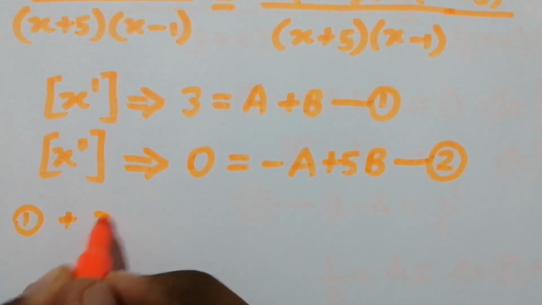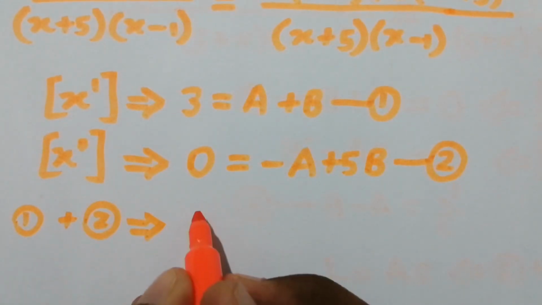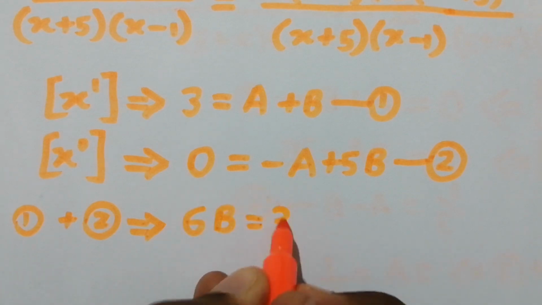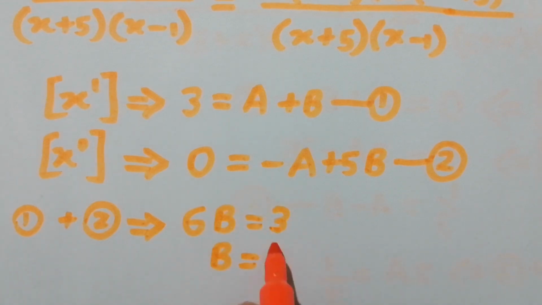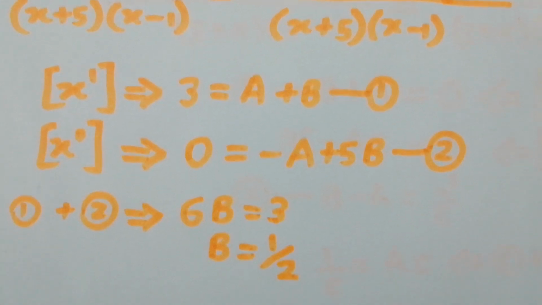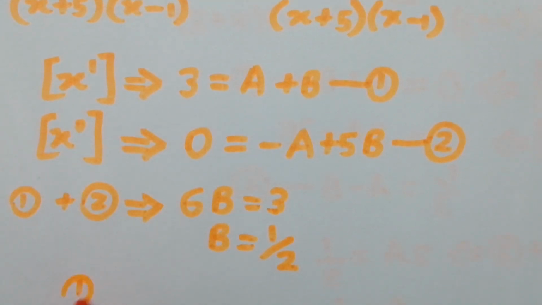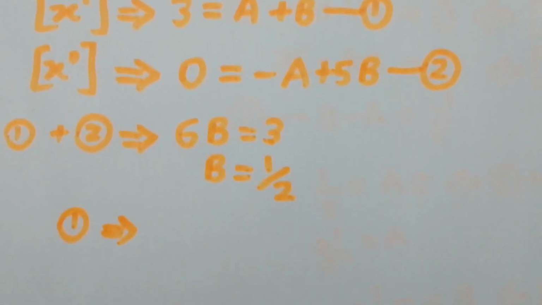By adding these two equations, I will obtain 6b equals 3, then b equals 3 upon 6. I can write it as half. By substituting it in the first equation, I am having a equals 3 minus half. It is 5 upon 2.